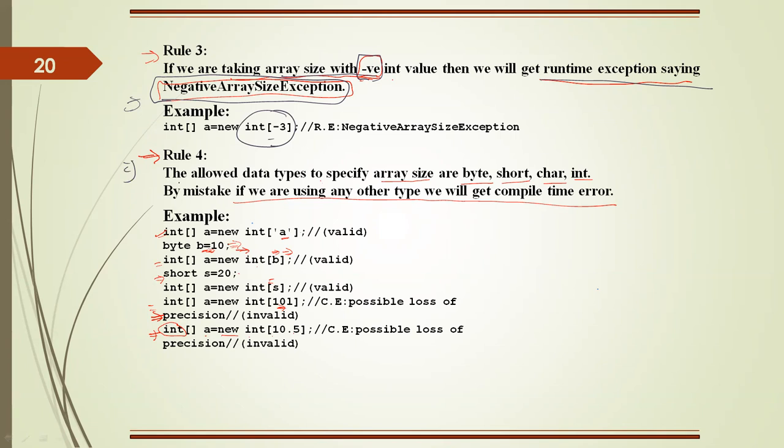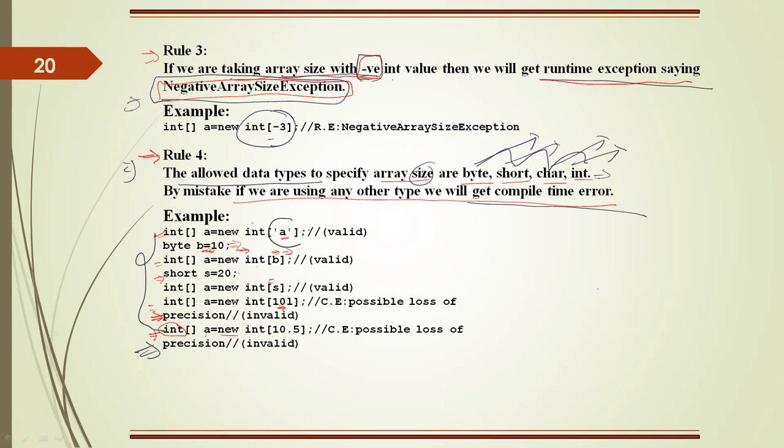Rule number four: the allowed data types to specify array size are byte, short, char, int. By mistake, if you are using any other type, we will get a compile time error. What are the allowed data types? Only four data types are allowed. Byte you can pass, short you can pass, char you can pass, and int you can pass. If you use anything other than that, you will get an error.